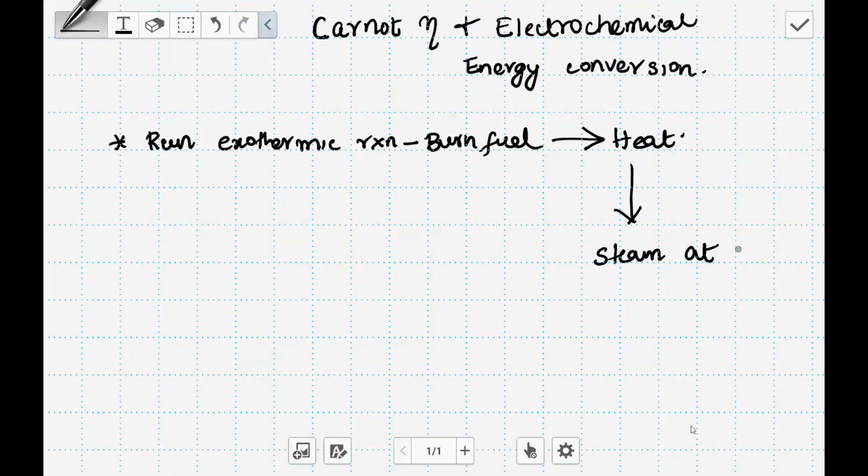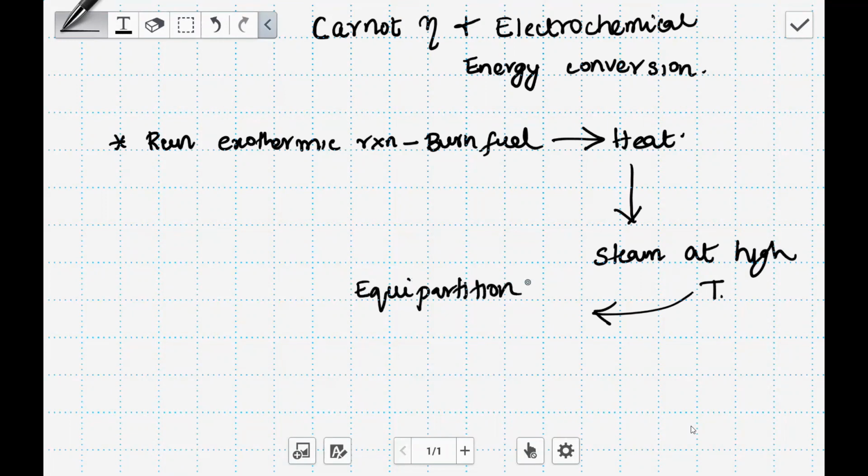Steam at high temperature. What exactly do we mean by temperature here is what I want to clarify. We want to interpret temperature based on the equipartition theorem. This is something you heard from high school, but we'll internalize it better here. So what is that?